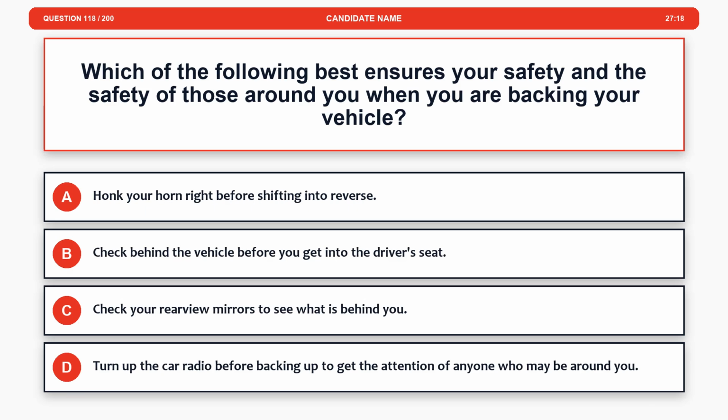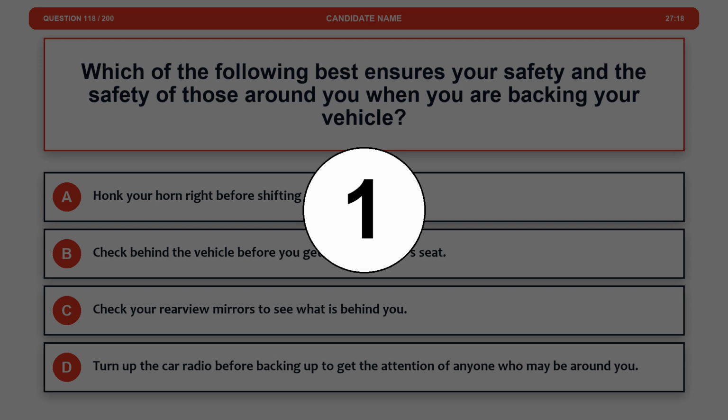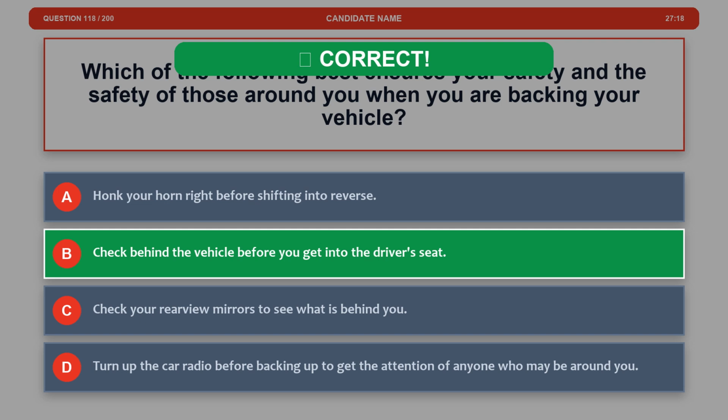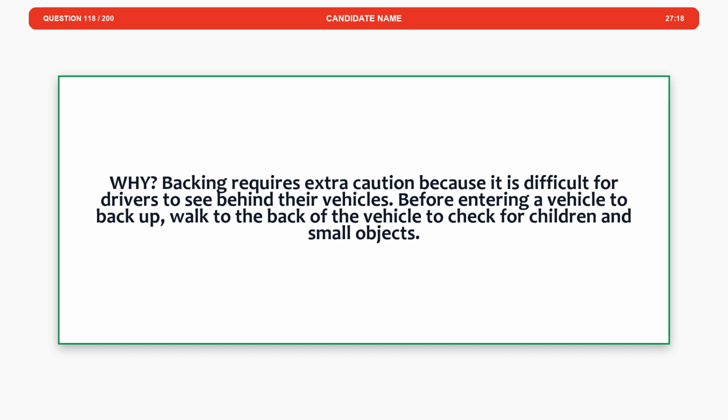Question 118. Which of the following best ensures your safety and the safety of those around you when you are backing your vehicle? Option A, honk your horn right before shifting into reverse. Option B, check behind the vehicle before you get into the driver's seat. Option C, check your rearview mirrors to see what is behind you. Option D, turn up the car radio before backing up to get the attention of anyone who may be around you. The correct answer is option B, check behind the vehicle before you get into the driver's seat.